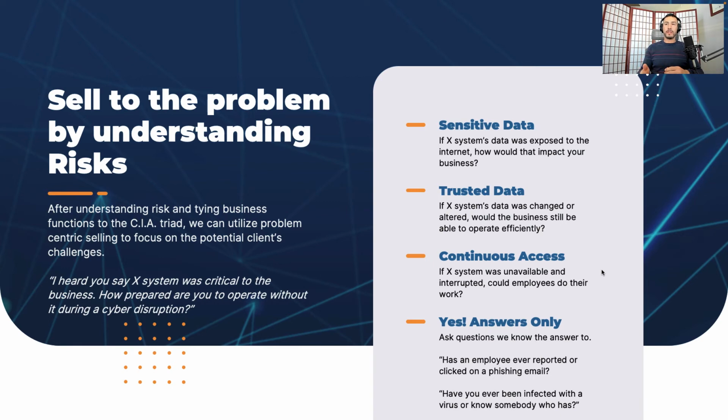Or we can go with integrity. Do we need this system's data to be trusted? And if some alterations were made through it by a ransomware attack, or if a hacker came in and changed data, what would happen to the operation efficiency? And then finally, continuous access. If this is something that they're accessing a lot and it becomes unavailable for a day or a week based on the type of attack, what could happen to the business and would it distract their employees?